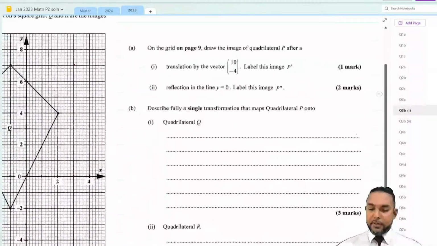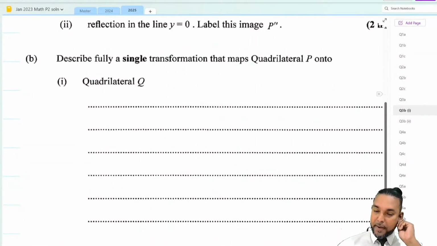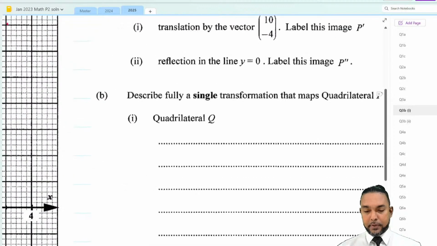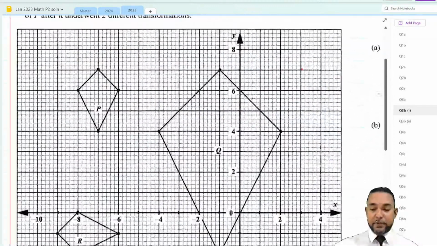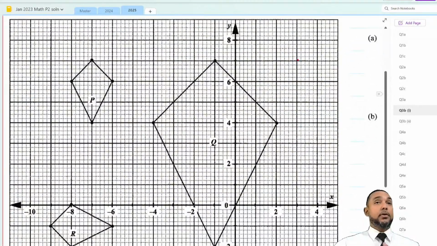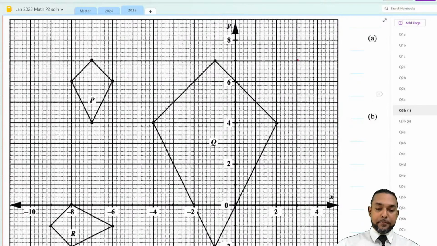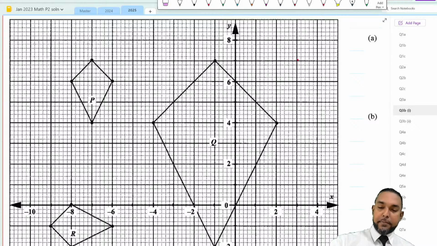Describe fully a single transformation that maps P onto Q. Okay, it's an enlargement for sure. And you have to talk about the scale factors and how many times bigger the big shape is than the small shape. And you have to say what the center of enlargement is. So check this, right?